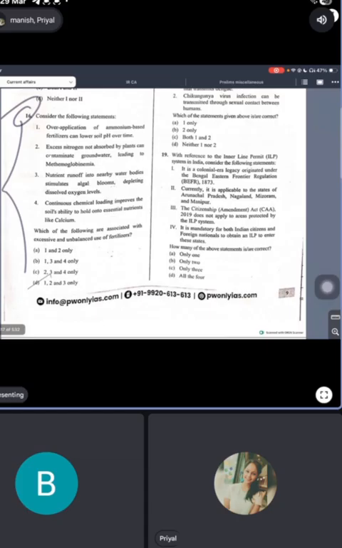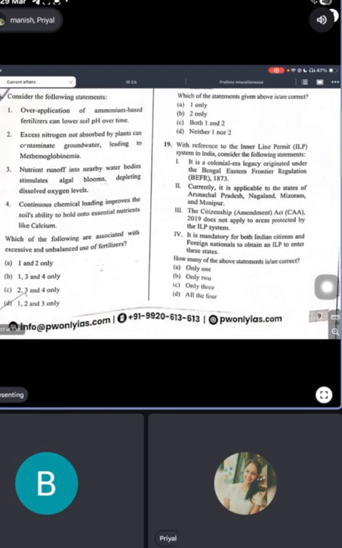Now see this question. Read this question, Bhagya. Consider the following statements. Over application of ammonium based fertilizers can lower soil pH over time. Excess nitrogen not absorbed by plants can contaminate groundwater, leading to methemoglobinemia. Nutrient runoff into nearby water bodies stimulates algal blooms, depleting dissolved oxygen levels. Continuous chemical loading improves the soil's ability to hold on to essential nutrients like calcium.